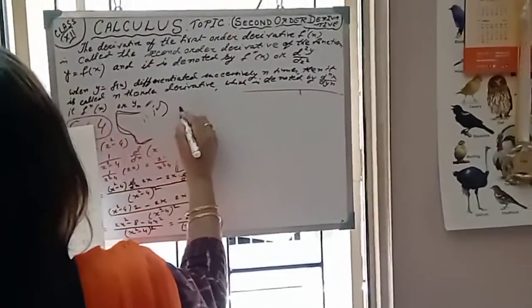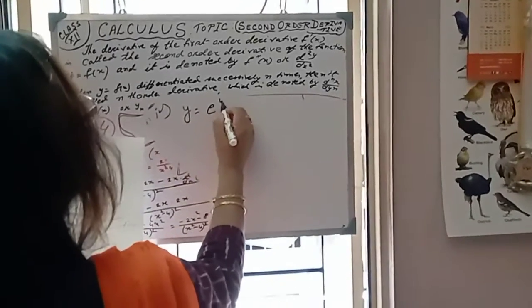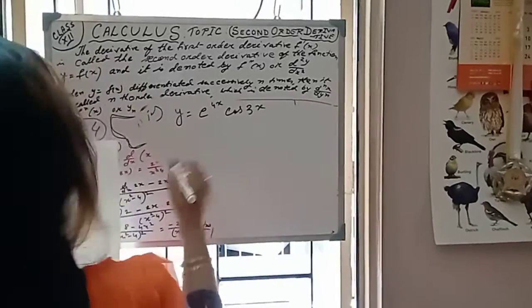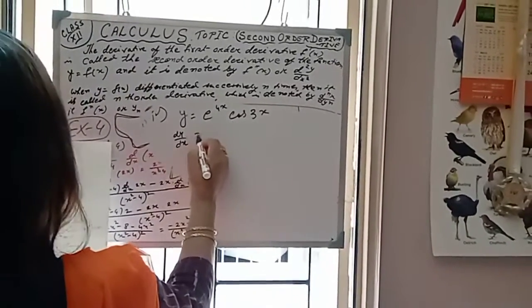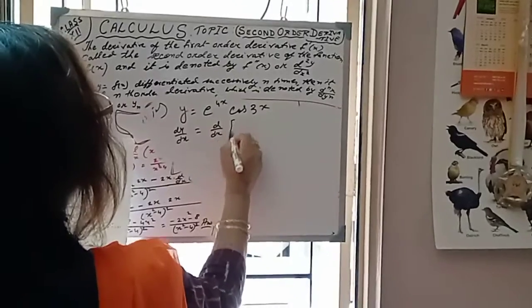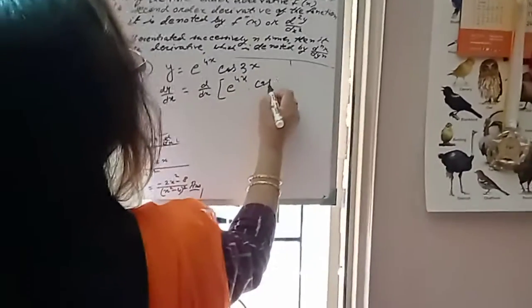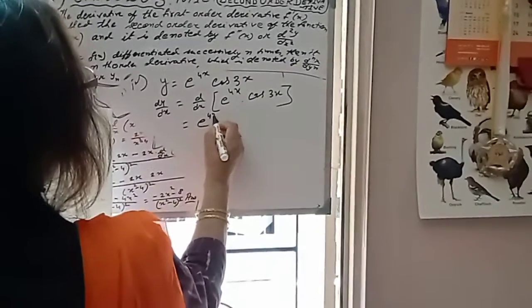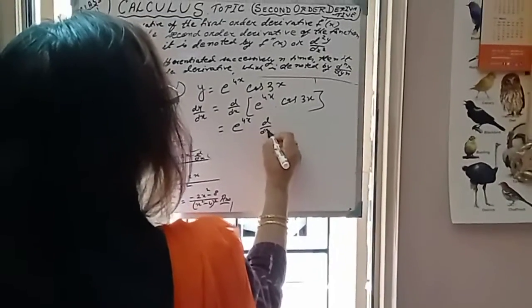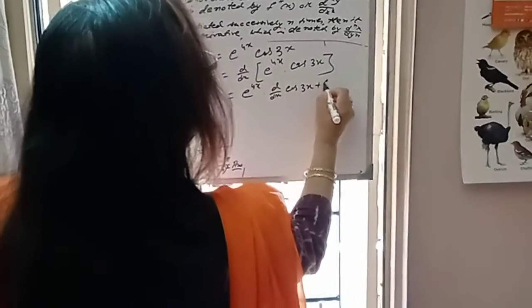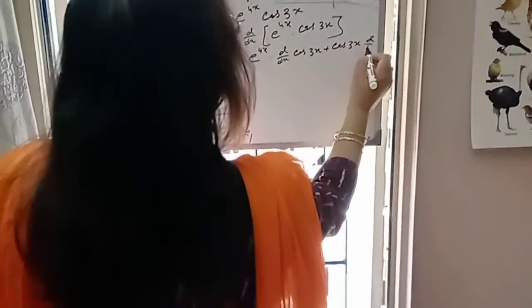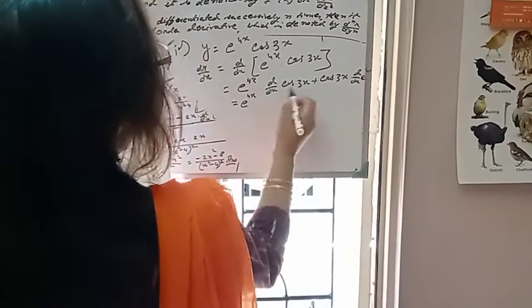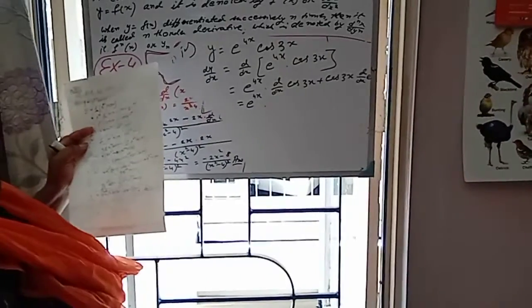Sum number 4. y is equal to e to the power 4x cos 3x. So what is dy/dx? dy/dx will be d/dx of e to the power 4x cos 3x. Again this is the UV rule. So what we will write? e to the power 4x into d/dx of cos 3x plus cos 3x into d/dx of e to the power 4x. d/dx of cos mx means minus m sin mx.